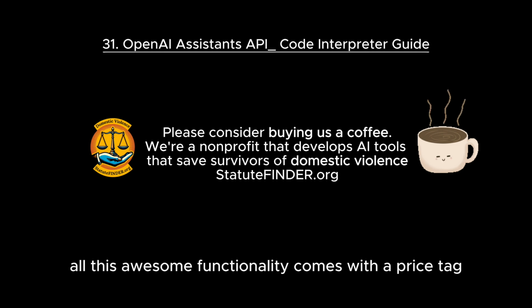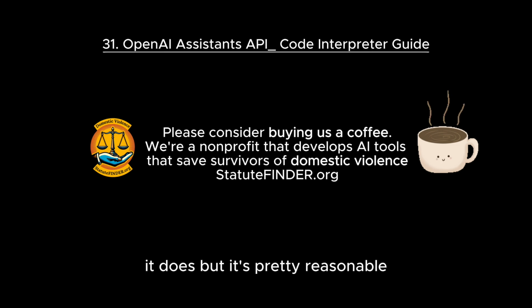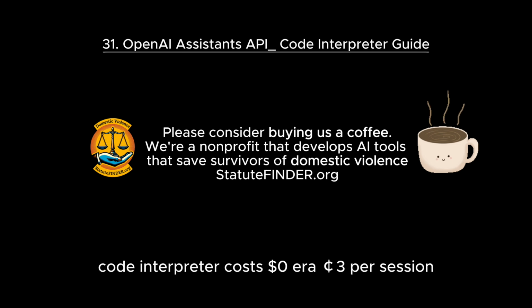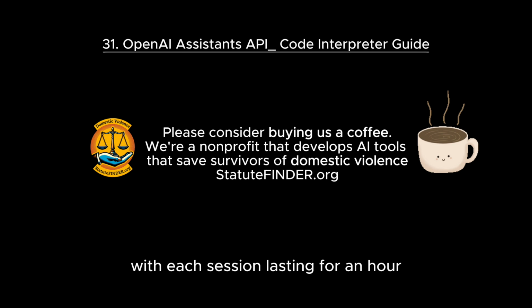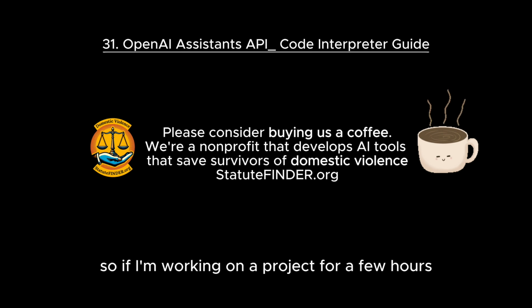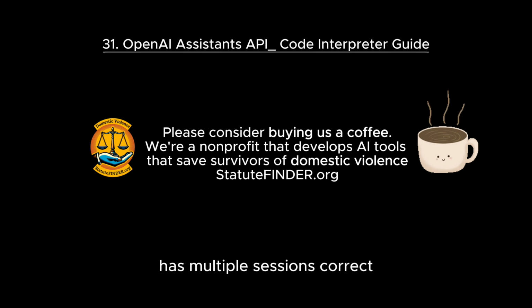Now, I'm guessing all this awesome functionality comes with a price tag. It does, but it's pretty reasonable. Code interpreter costs $0.03 per session, with each session lasting for an hour. So if I'm working on a project for a few hours, that's multiple sessions. Correct. Each hour of continuous activity counts as a separate session.